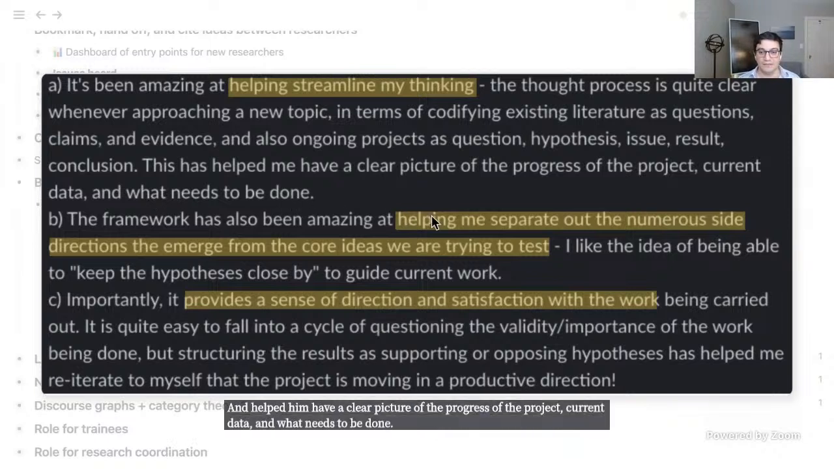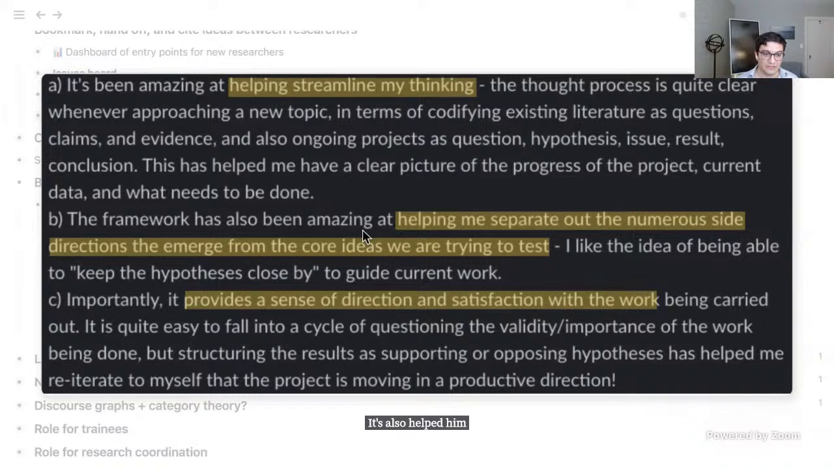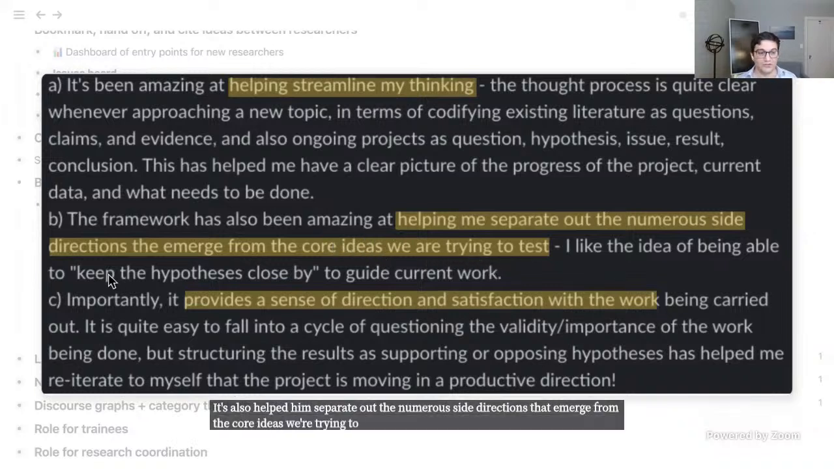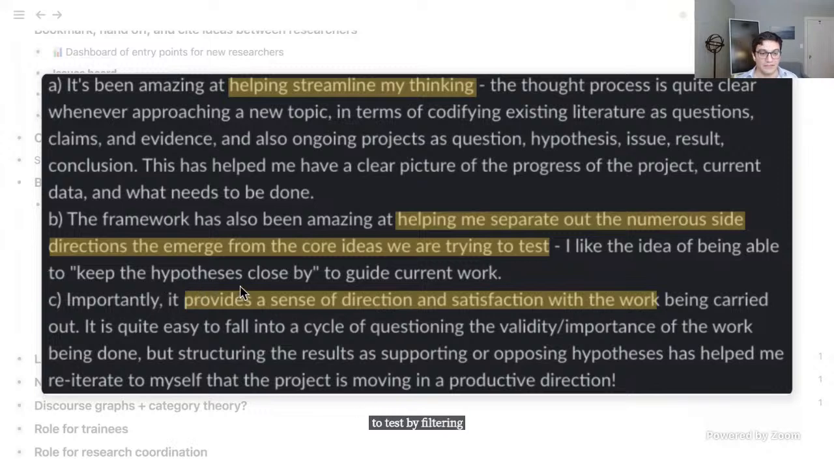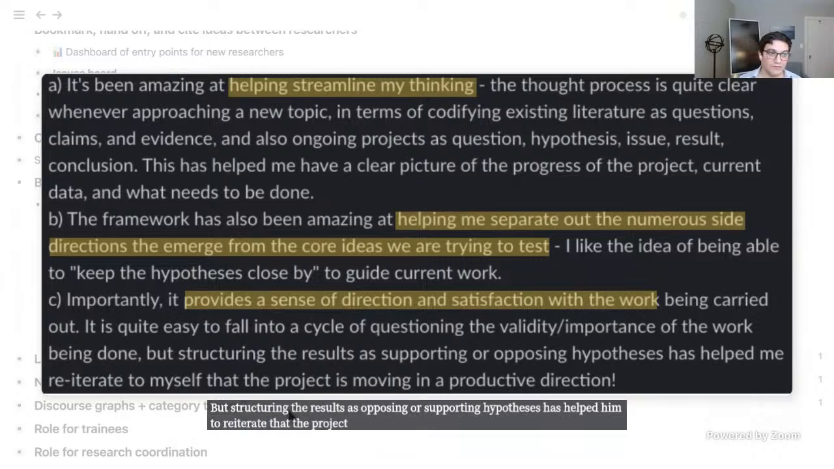It's also helped him separate out the numerous side directions that emerge from the core ideas we're trying to test by filtering in terms of, is this analysis going to test the hypothesis that we set out? It also provides a sense of direction and satisfaction with the work being carried out. It's quite easy to fall into a cycle of questioning the validity or importance of the work, but structuring the results as opposing or supporting hypotheses has helped him to reiterate that the project is moving in a productive direction.